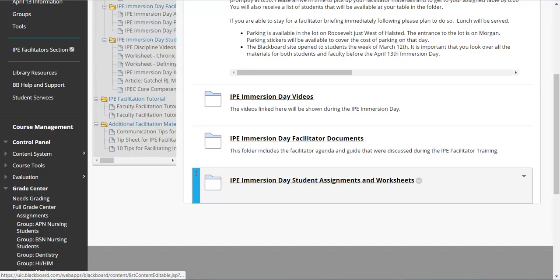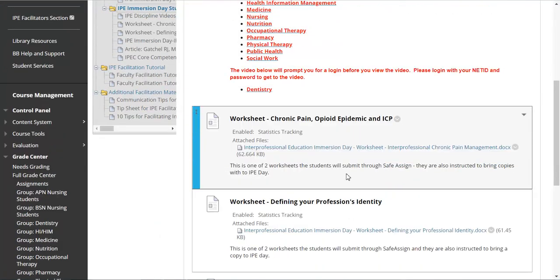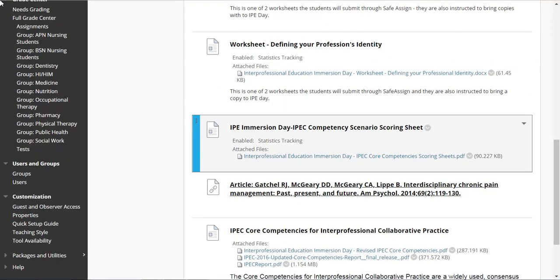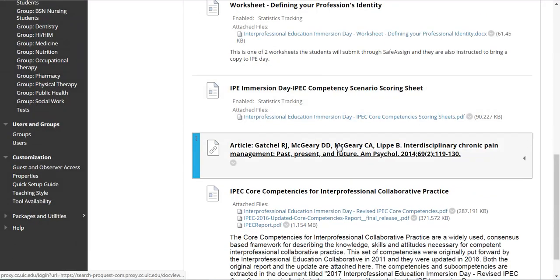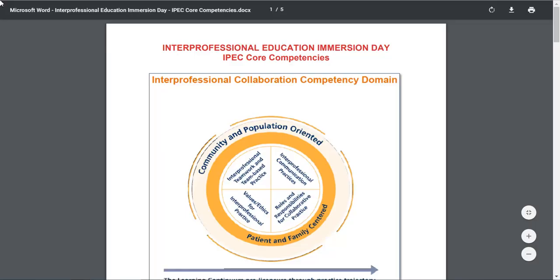The Immersion Day student assignments and worksheets has the IPE discipline videos, which are usually 5 minutes long, that give an overview about the disciplines who will be attending the Immersion Day. There are also 2 worksheets that the students will be turning in during the Immersion Day, a scenario scoring sheet that will be used during the Immersion Day, an article that the students will have to read ahead of time, and then the IPEC competencies.